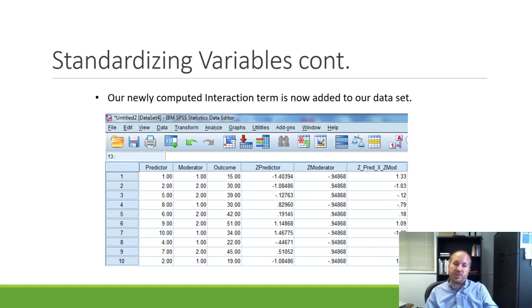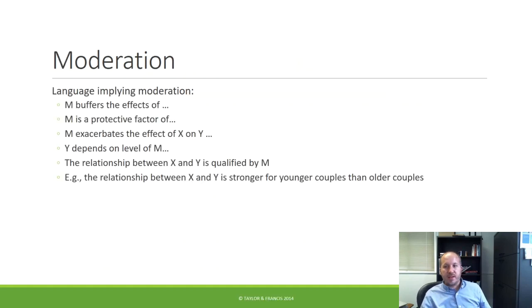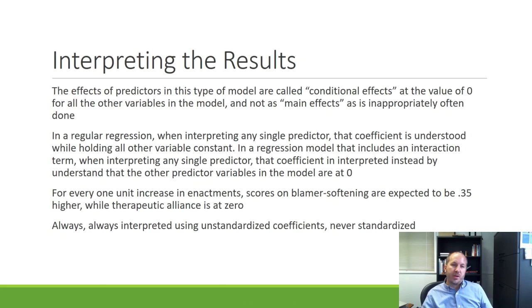And if you run the descriptives and double check them, you'll see that 0 is the mean when you do that. Now here on this slide, I talk about the language that you use when you're writing this up. You want to use those words: buffers, protects, exacerbates, depends on, is qualified by. You want to use moderation language when you're reporting moderating results. When you're interpreting those results, again, you want to be accurate in how you're reporting them.